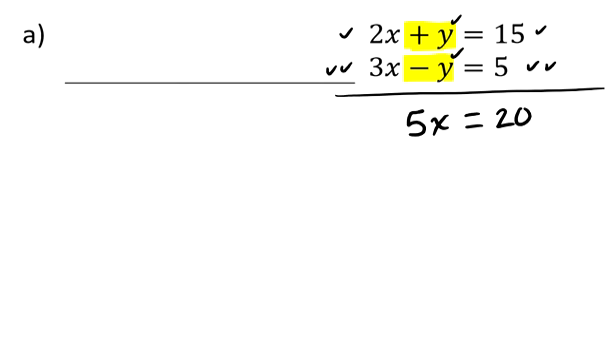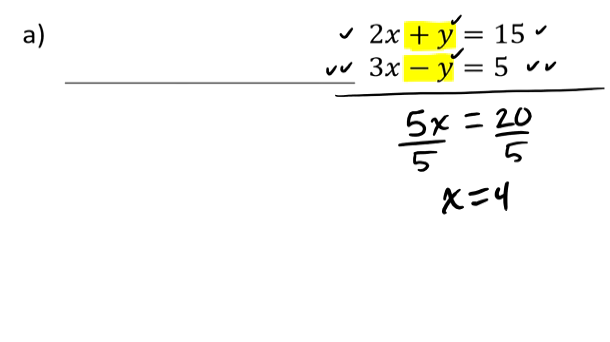And now if I divide both sides of that by 5, I get that x must be 4. X equals 4. So right off the bat, we know what x is. Now it's just a matter of figuring out what y is. And it doesn't matter which equation we use. We could use either the first equation or the second equation.